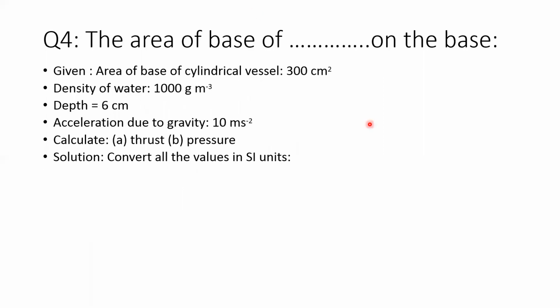Okay. Next question number 4. The area of base of a cylinder vessel is 300 centimeter square. Water, density 1000 kilogram per meter cube, is poured into it up to a depth of 6 centimeter. Calculate the pressure and the thrust taking the value of G 10 meter per second square.